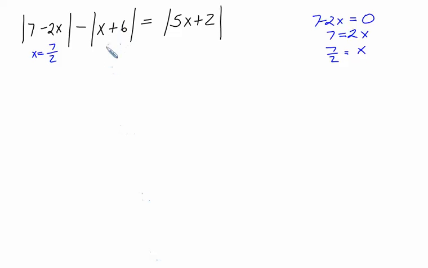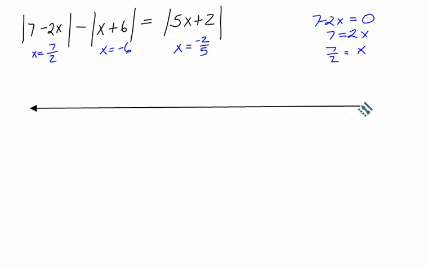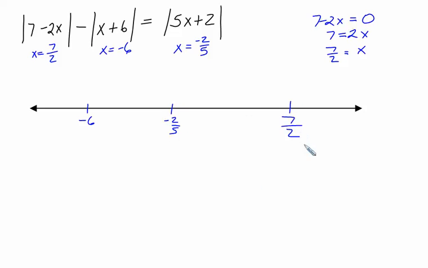In this next set of absolute values, x is equal to -6 would make that equal 0. And what would make our final set of absolute values on the inside equal to 0 would be x is equal to -2/5. So now we're going to make a number line, and on that number line, we're going to put those key numbers in sequential order. So -6 followed by -2/5 followed by 7/2.